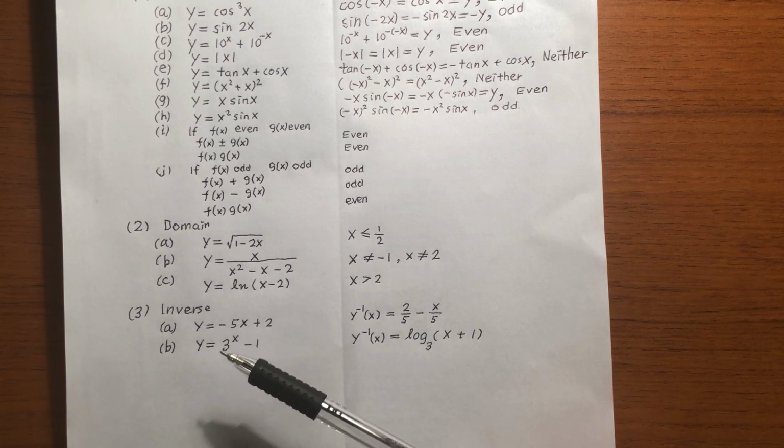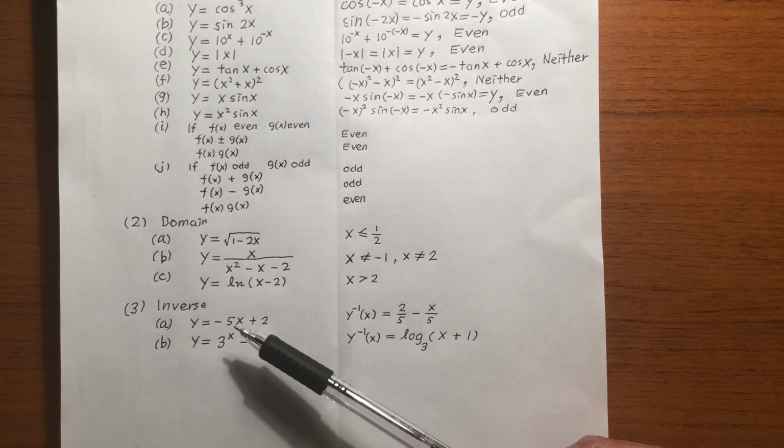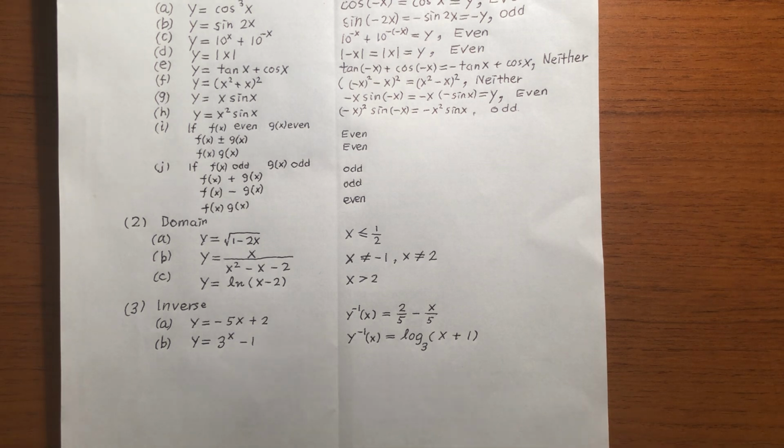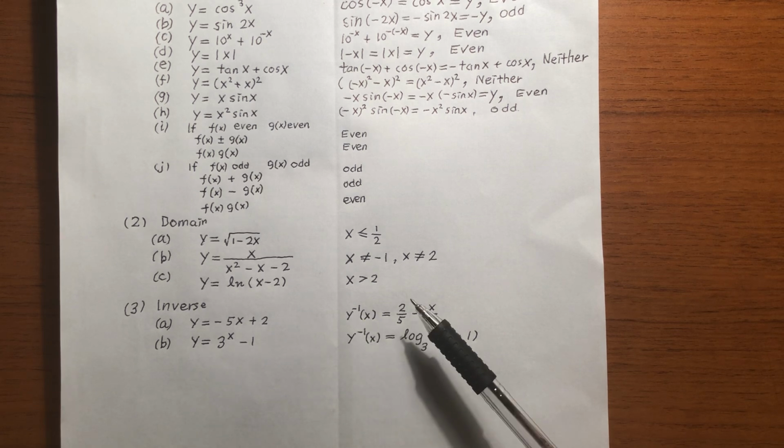The last part of the review questions is to find the inverse. To find the inverse, you change x to y and change y to x. When you do that, the new y is your inverse function. So the result is this. This is the inverse function.